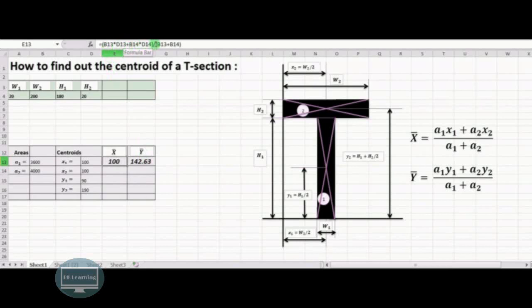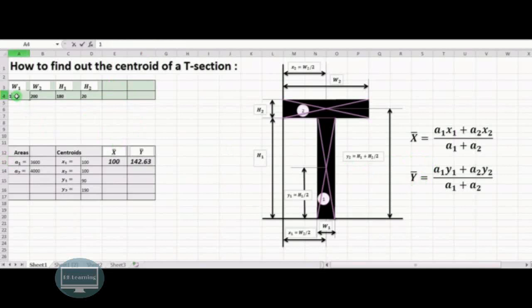So you can see this is a1 x1 plus a2 x2 divided by a1 plus a2. Similarly over here we have used the formula of a1 y1 plus a2 y2 divided by a1 plus a2. So a1 is nothing but this particular value, that is B13. y1 is nothing but this value, that is D15. Then A2 is nothing but this value, that is B14, and D16, correct? That is the value of Y2, correct? Divided by A1 plus A2, that is the addition of these two cells, B13 and B14. So in this way we have calculated these values of X bar and Y bar.